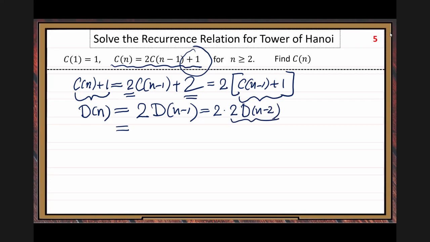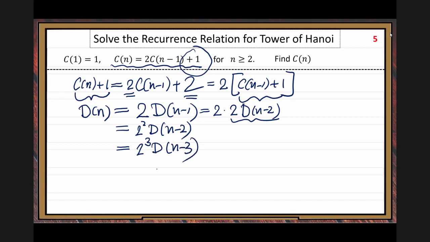You do another iteration, right? d of n minus 1 equals 2 times d of n minus 2. So here, 2 squared times d of n minus 2. How about that? If you do another round of iteration, you should get 2 cubed times d of n minus 3. How about that?